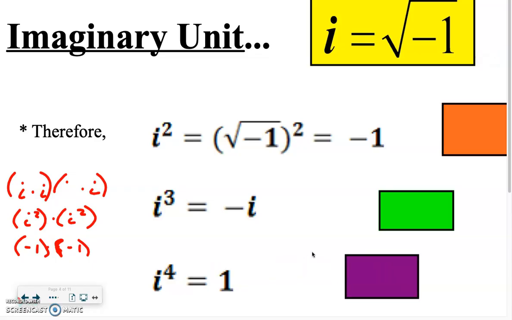Okay. Now you'll notice that we stop here. Why don't we go i to the 5th, i to the 6th, i to the 7th? Because in theory, we could do this an infinite number of times, right? But it's a loop. The pattern would continue. If we had i to the 5th, that's the same as i to the 1st power. Why?